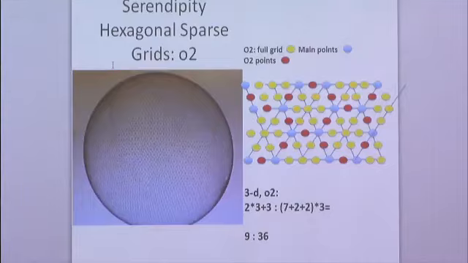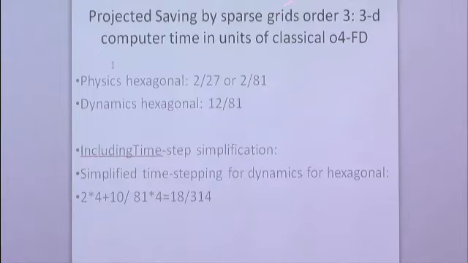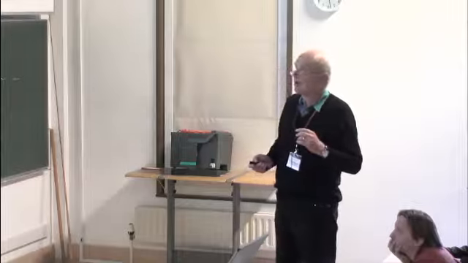So it's worth speaking about the saving, but I don't suggest it for the saving. I suggest it for more accuracy. If you have order 3 in 3D, the saving is actually quite big, 12 to 81, and for the physics it is even more, 2 to 27 for the physics scheme. And you can simplify the time steps, which actually makes it quite economical. The point I want to make is that these high order schemes don't cost more than center difference, they cost less, because of the sparseness of the grid.